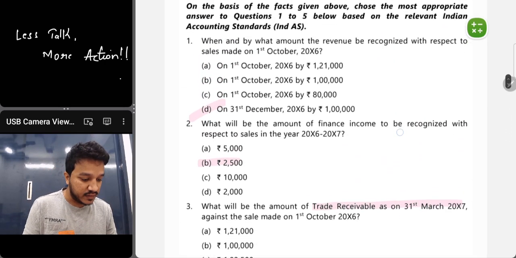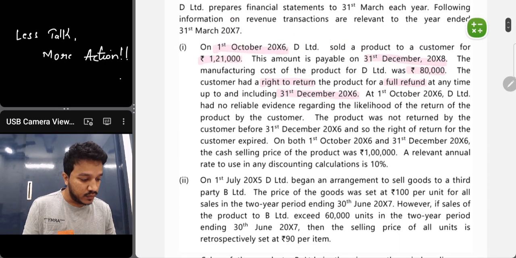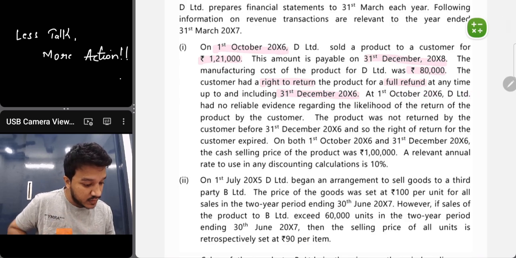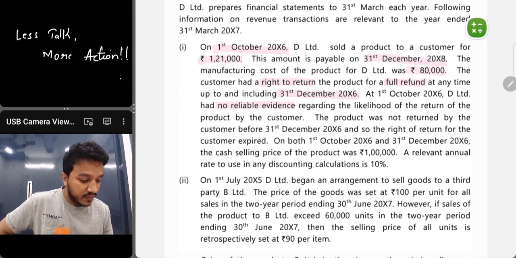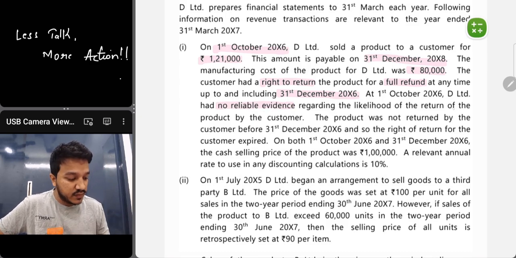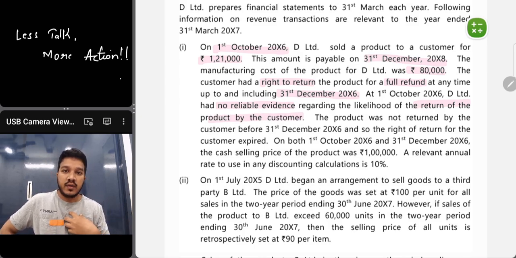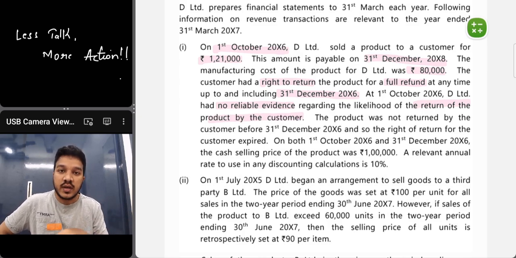What is the information given? Let's see. Okay, 31st December, yes. And then if you see at 1st October 2006, no reliable evidence. Remember this, no reliable evidence whether the likelihood of the return of the product by the customer or not. So यहाँ पे क्या बोल रहा है कि whether the customer is going to return or not, the company is not having any kind of evidence whether he will return the product or he will keep the product.